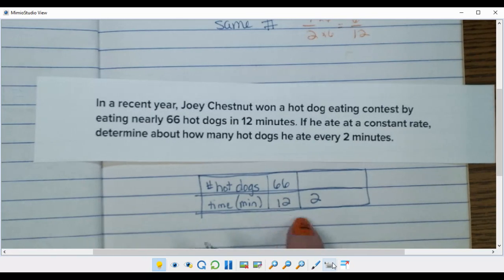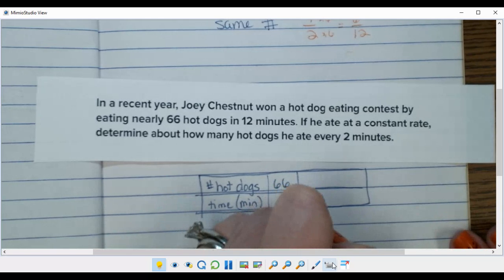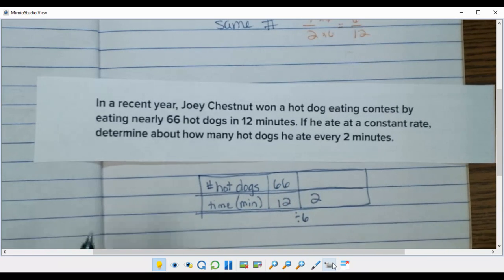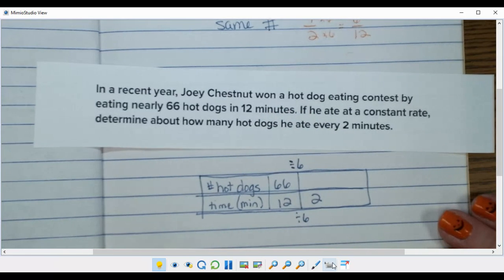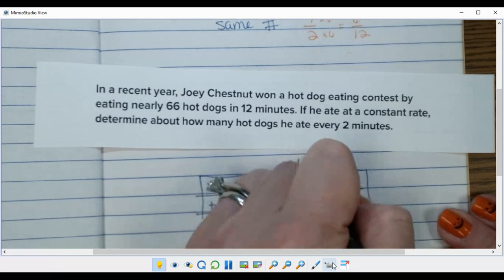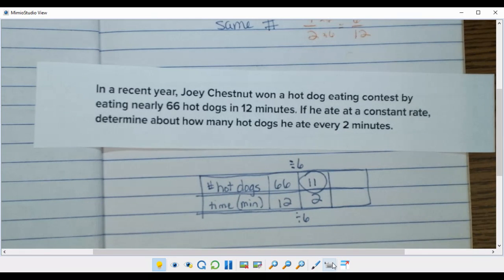How can I get from 12 to 2? Can I get directly from 12 to 2? Well, yeah, I'll divide by 6, right? 12 divided by 6 is 2. And then I'll do the same thing for the top. 66 divided by 6 is 11. So my answer is 11 hot dogs.